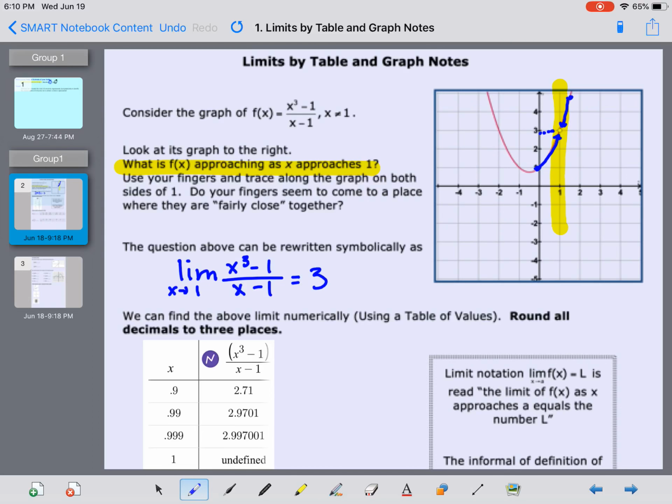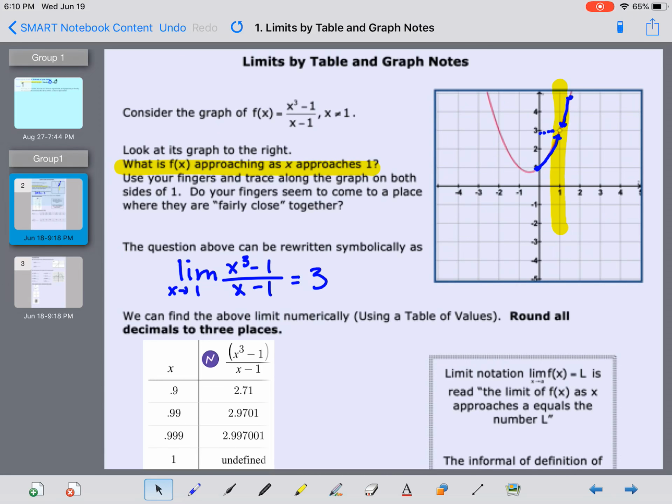Okay, so the limit of x cubed minus 1 over x minus 1 as x approaches 1 is equal to 3. The function is not equal to 3. The limit is equal to 3. So that's going to be really, really important because the function is undefined. We know that.